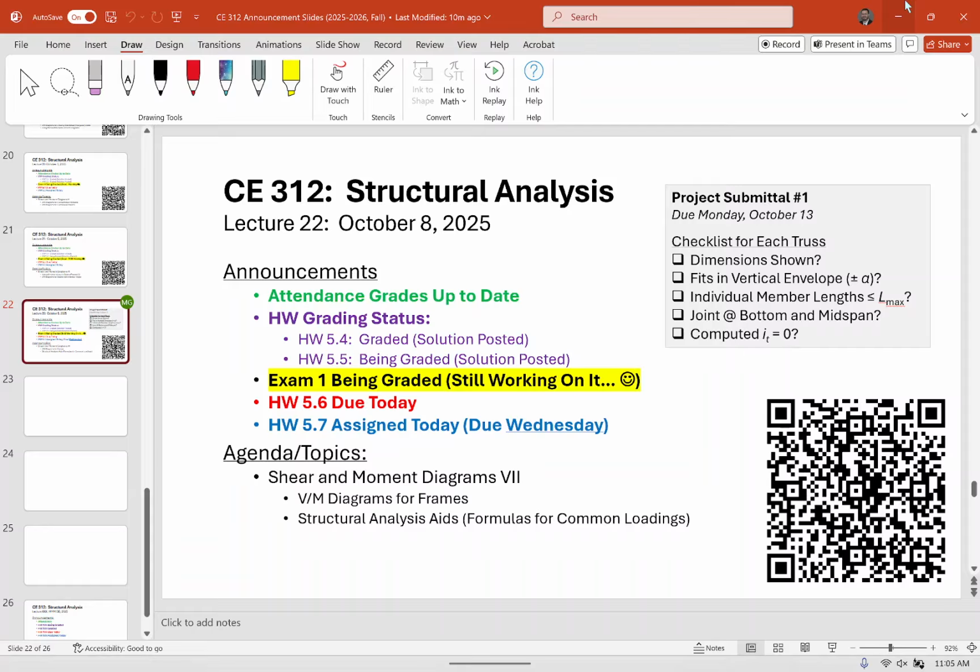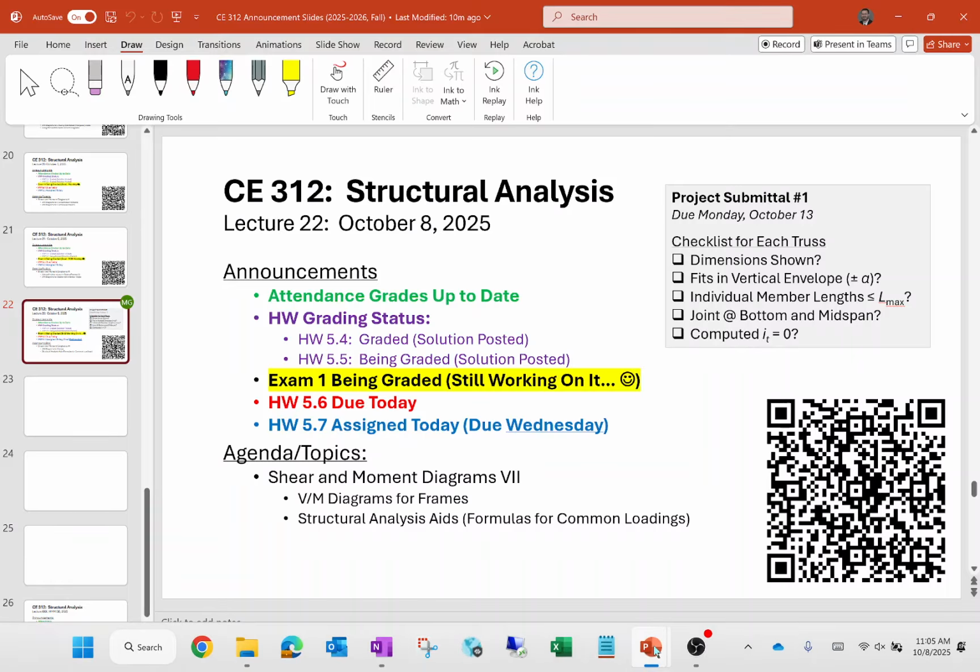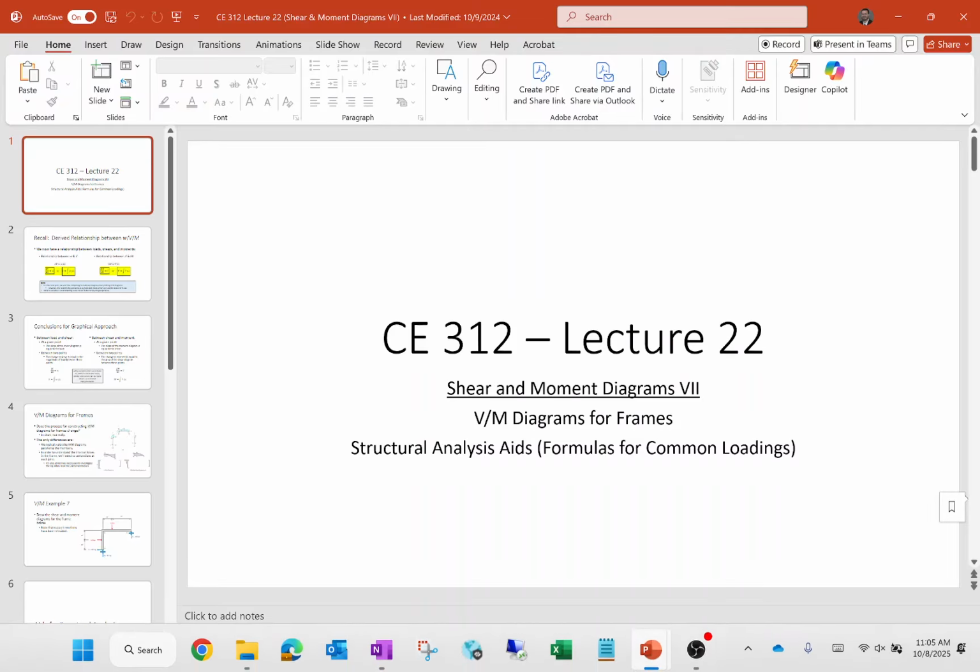Today what we're going to do is finish out shear and moment diagrams. We're still going to be using shear and moment diagrams when we do displacements and whatnot, but this is going to be our last discussion on it, formally. So, oh, did everybody get the code?